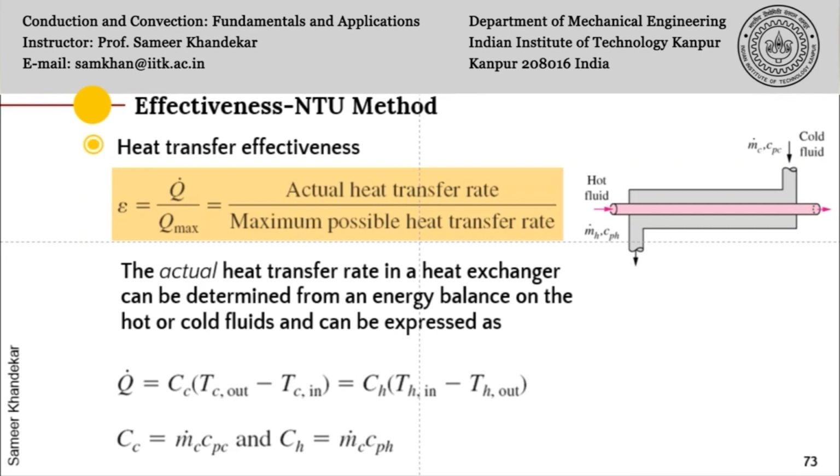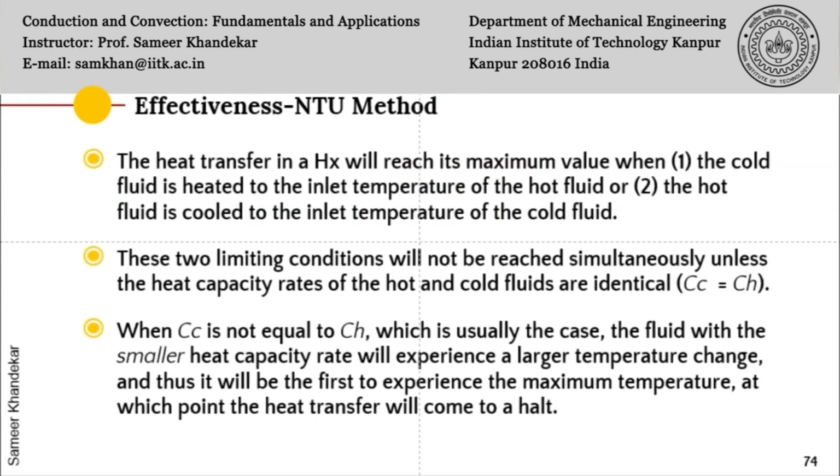So the numerator is simple. Now what about the denominator, which is the maximum possible heat transfer rate? Now let us look at this in slide number 74. Let us try to understand. The heat transfer in a heat exchanger will reach its maximum value when either the cold fluid is heated to the inlet temperature of the hot fluid, because then there is no effective delta T remaining, or the hot fluid is cooled to the inlet temperature of the cold fluid, because the inlet temperature of the cold fluid is the lowest temperature and the inlet temperature of the hot fluid is the highest temperature in the system.